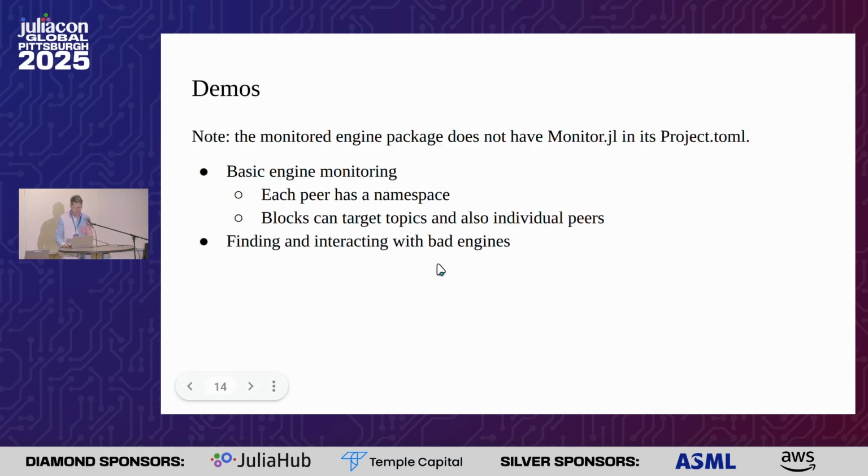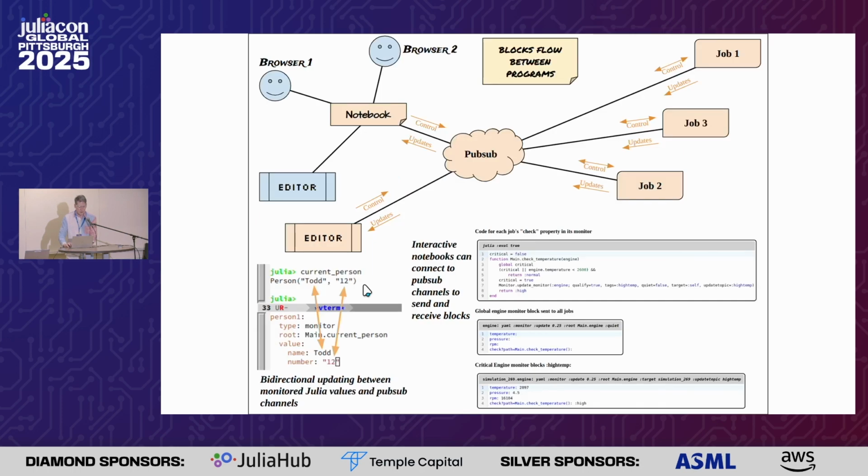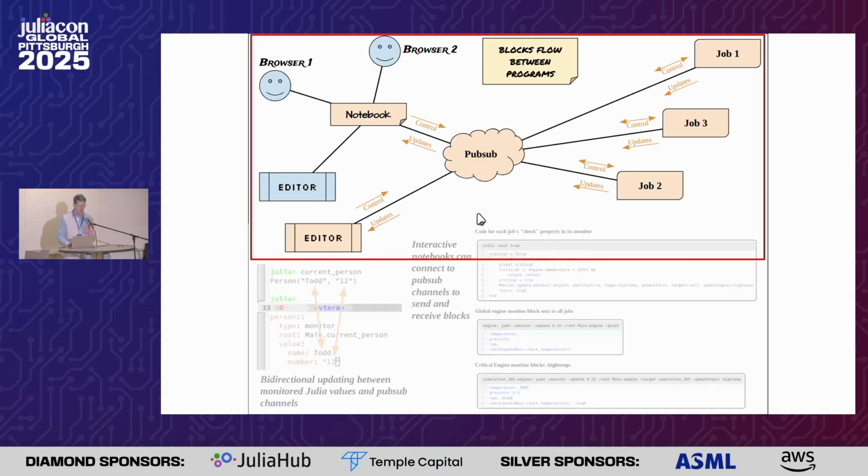And the next one was just how you find and interact with bad engines. So there's custom diagnostic code that Monitor.jl injected from the document I was using to drive this thing. So here's the block diagram again, and we can focus on blocks flowing between programs.